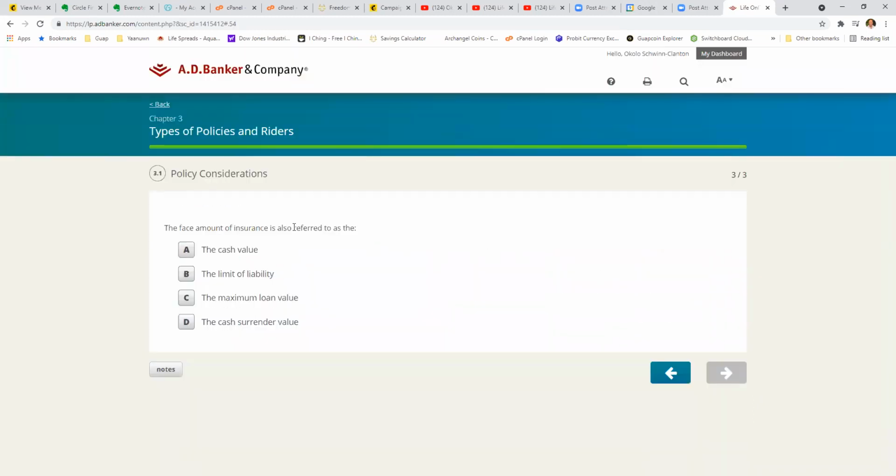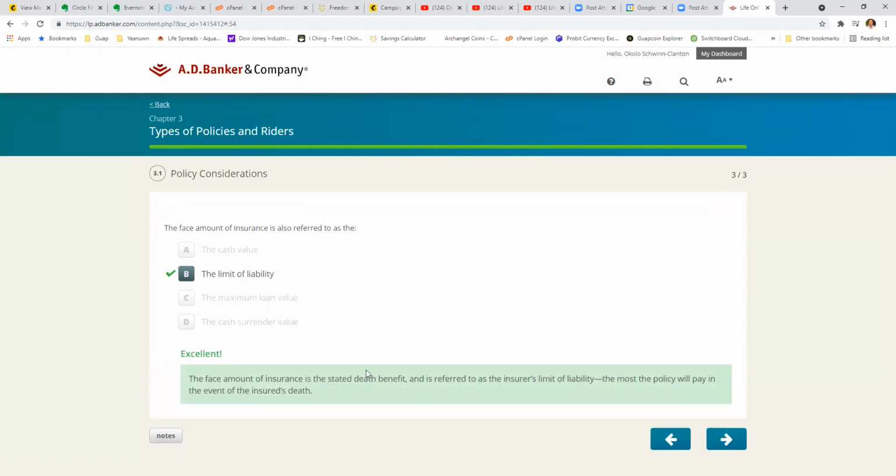The face amount of insurance is also referred to as the cash value, the limit of liability, the maximum load amount, or the cash surrender value. So the face amount is also referred to as... anyone know? They're using tricky words here. I think it's the limit of the liability to the insurance company. So that means that's the most the life insurance company will have to pay out at that time. Let's see if I'm right.